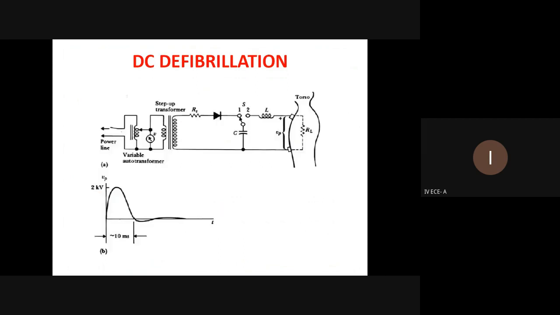So this is the DC defibrillation circuit. Okay, so this is the defibrillation circuit. Here this capacitor is charged up to a high voltage. Then this capacitor discharges to give the necessary defibrillation to the patients.